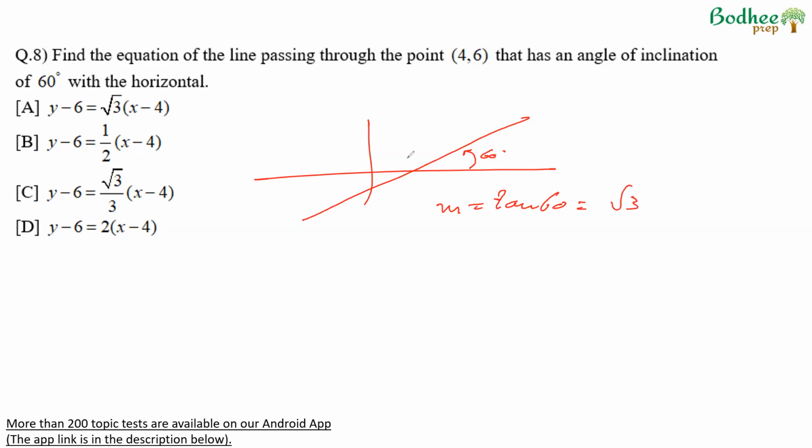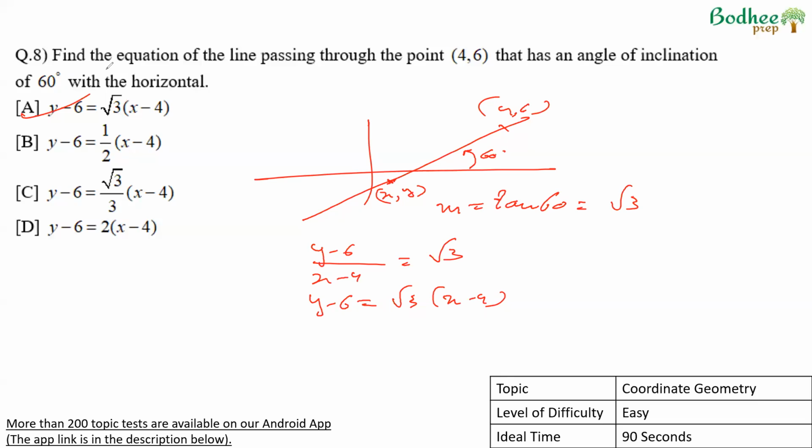And therefore, if we take any point (x, y) on this line, and we know that this line passes through (4, 6), we can say that the slope will be (y minus 6) upon (x minus 4). This should be the slope which is tan theta, therefore root 3. And therefore the equation becomes y minus 6 equal to root 3 into (x minus 4). Option A, easy question. All we have to do is find the value of tan 60.